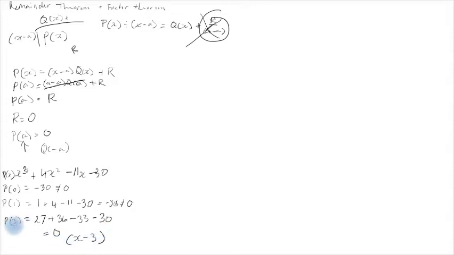Because our polynomial with respect to 3 gives us 0, the remainder will be 0. Our remainder term will be 0 if we try x minus 3. So now let's factorize this quadratic here that we had. So here it is, our polynomial. Oh, so it's a cubic, I mean: x cubed plus 4x squared minus 11x minus 30.